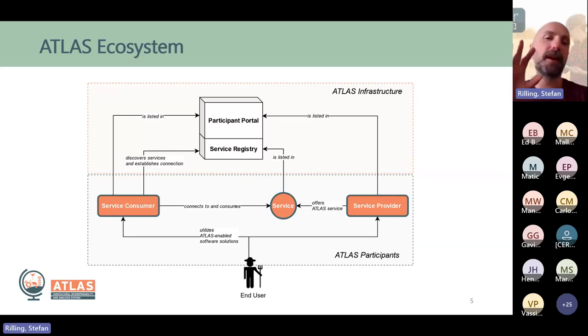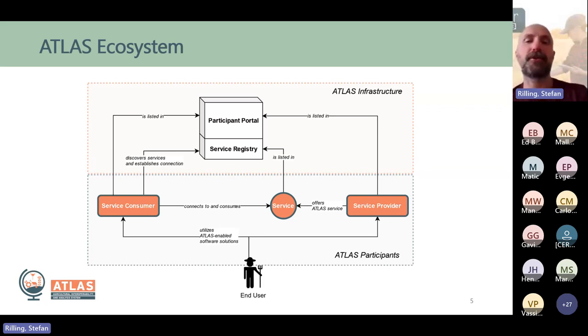How Atlas works from a very high level point of view is that we have Atlas participants, companies providing digital agricultural systems. And these participants can either be providers of Atlas services or consumers of Atlas services. These participants have end users, which usually have accounts on these systems, and which can then interconnect different systems from different Atlas participants.